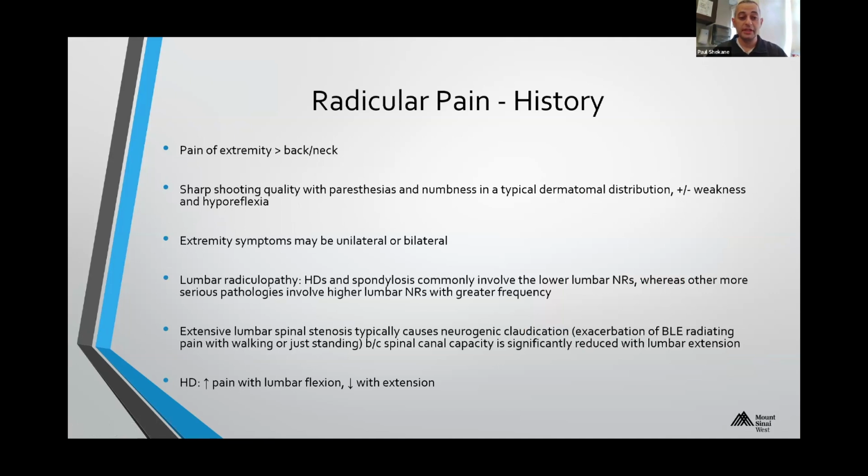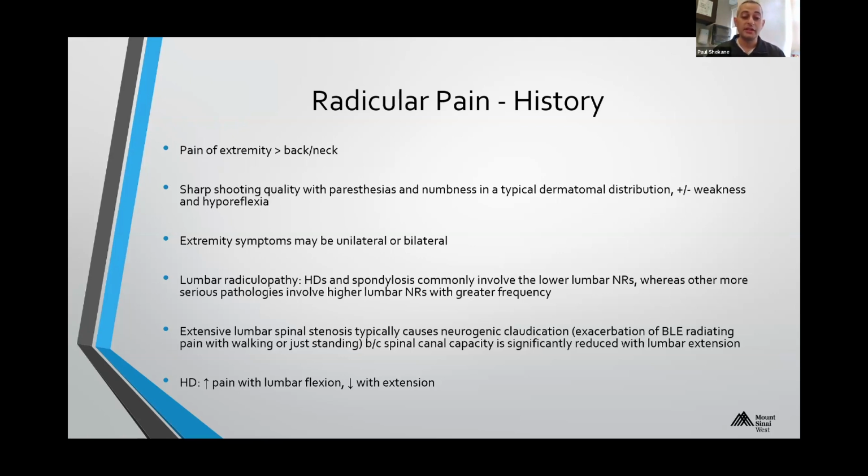So the patient will complain not only of back or neck pain, but also pain that is sharp, shooting down an extremity. It could be associated with paresthesias and numbness in a dermatomal fashion, and may be related to subjective and/or objective weakness and hyporeflexia on your exam. The extremity type pain may be unilateral or bilateral, depending on which nerve root is impinged.